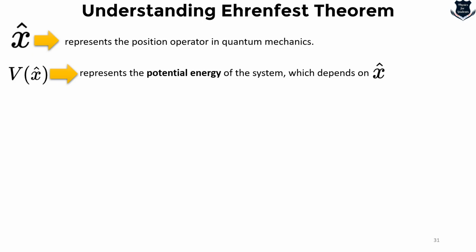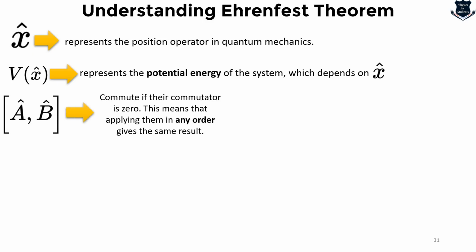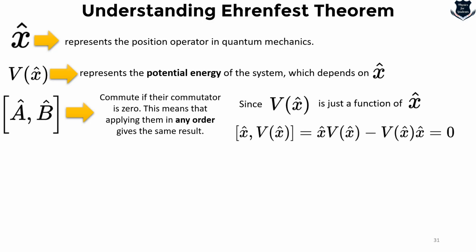position x. So if the two operators A and B commute, and their commutation is 0, then it looks something like this. Now we say that since V(x) is just a function of x, multiplying by V(x) actually does not change the order of the calculation. So mathematically, it looks like this. And this is the good news for us.